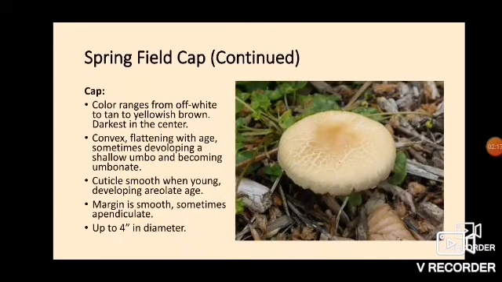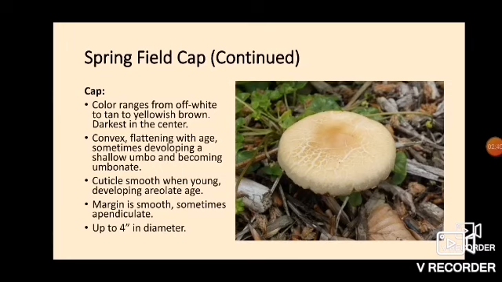So the cap ranges in color from off-white to tan to yellowish brown, and it is darkest in the center. This is a convex cap, flattening with age. Sometimes it develops a shallow umbo and becomes umbonate. And you can see that happening in the photo here. That's a good example of an umbonate mushroom.